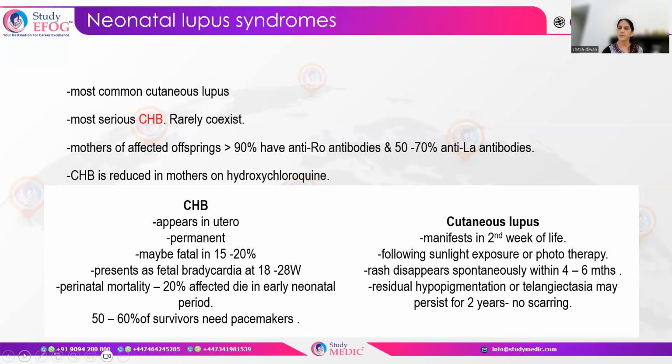The next important condition is cutaneous lupus. Now, this manifests in the second week of life, and it follows exposure to sunlight, either natural sunlight or if the baby has jaundice and is being treated with phototherapy. The rash disappears spontaneously within 4 to 6 months, but you can have residual hypopigmentation or telangiectasia, and this may persist for up to 2 years, but the good thing is that it does not leave behind any scarring.